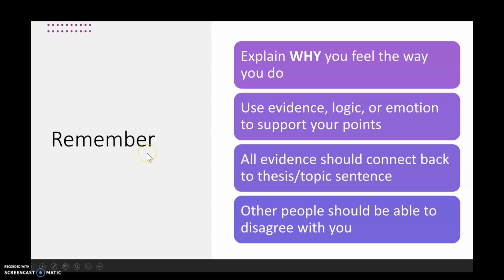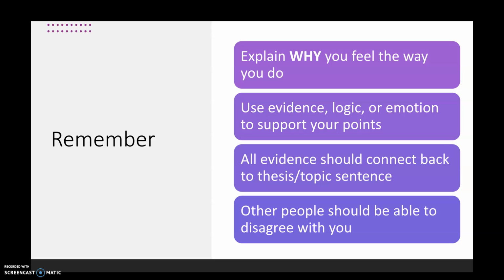In this type of writing, the biggest mistake, or biggest opportunity, that students have is assuming that the evidence on its own is enough. You have to explain why you feel the way you do, or how it connects back to your thesis, or how the evidence supports what you're saying. You can use evidence, logic, or emotion to support your points, but all evidence should connect back to the thesis and topic sentence.